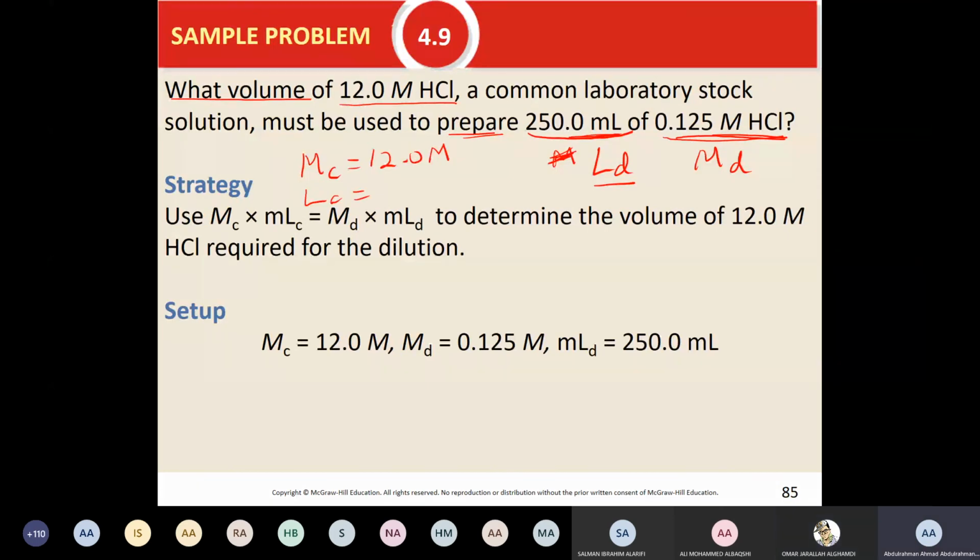Now look, 2.6 milliliters. Is this the right unit, milliliter? Yes, because this is milliliter, this must also be milliliter, because the molarity will cancel with the molarity, and the only thing left is the number of liters. Is this clear? All right.